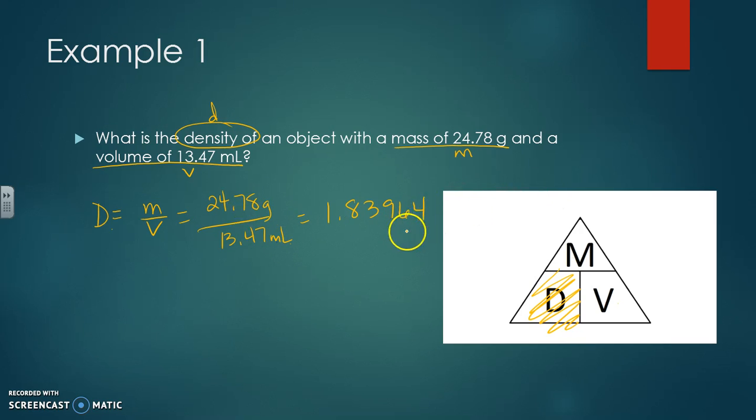What happens to our units? They do not cancel, so we keep them. Okay, we're going to do all of our math to two numbers after the decimal. So the 9 makes the 3 become a 4, so our answer would be 1.84 grams per milliliter. All right, let's try another one.